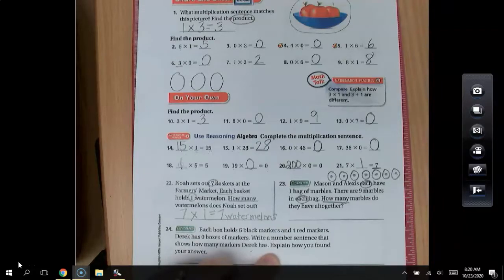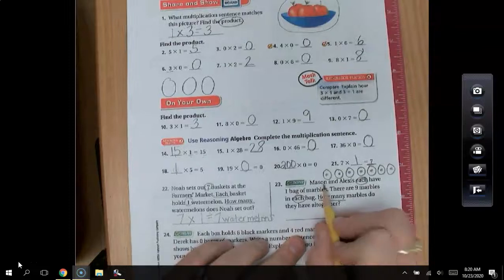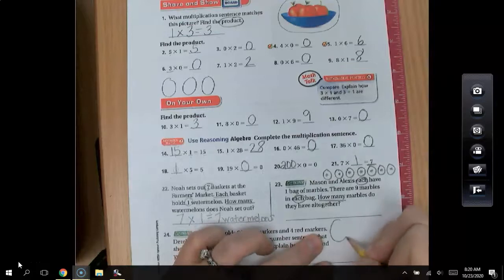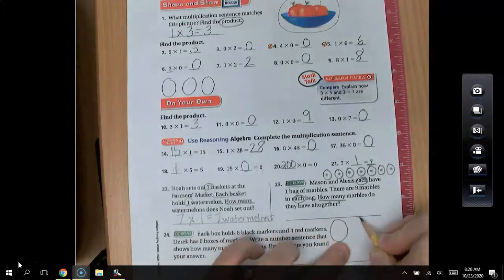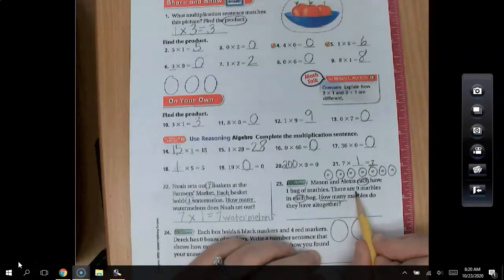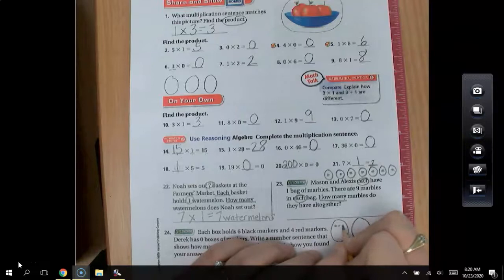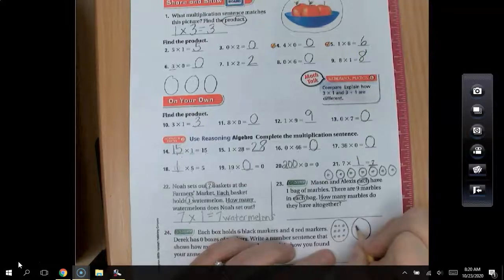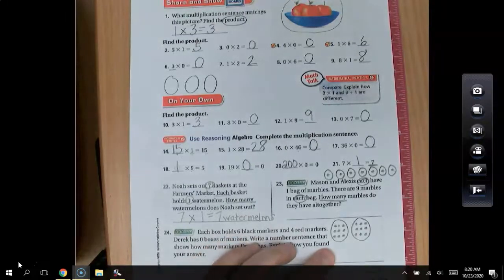If it helps you, draw a picture. I know that I have Mason and Alexis. They each have 1 bag of marbles. So I'm going to draw a bag of marbles for Mason and a bag of marbles for Alexis. And it says that there are 9 marbles in each bag, so I'm going to put 9 marbles in each bag. Remember, when you draw your marbles or your counters, make sure they're nice, neat, and organized so you don't mess up your counting. So go ahead and put 9 marbles in each bag.